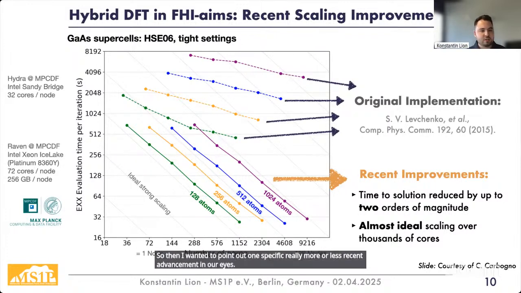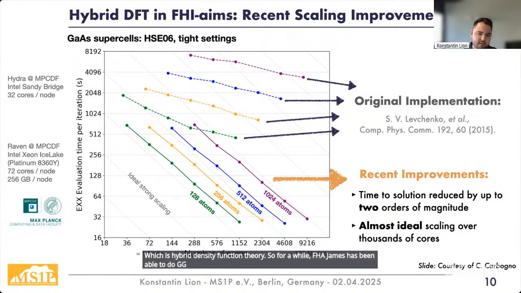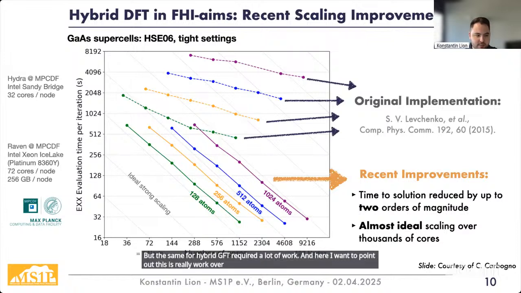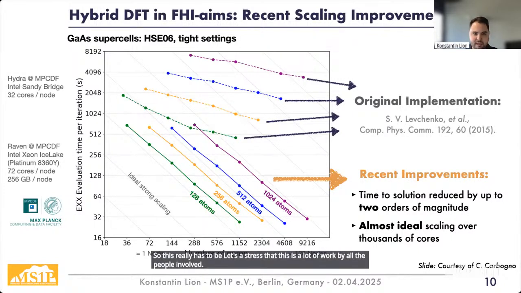Then I wanted to point out one specific, more or less recent advancement in our code, which is hybrid density functional theory. For a while, FHI-aims has been able to do GGA and LDA-based simulations for several thousands of atoms, with more or less optimal scaling. But the same for hybrid DFT required a lot of work. And I want to point out this is really work over more than a decade. This has to be stressed: it is a lot of work by all the people involved. But we're really happy that this is in the code now.